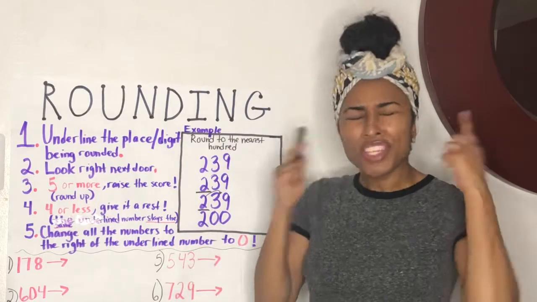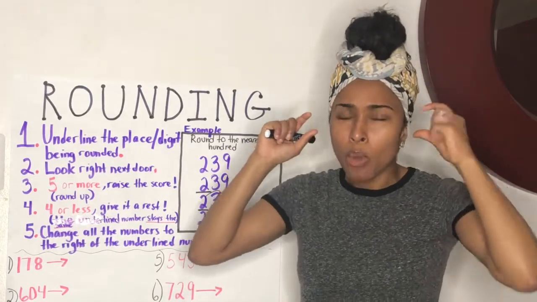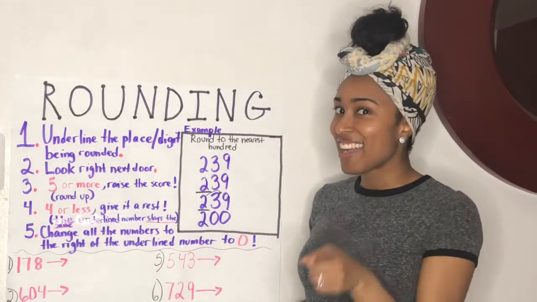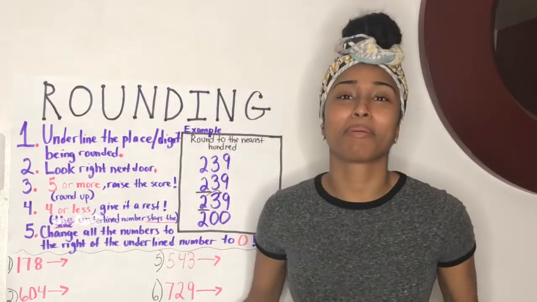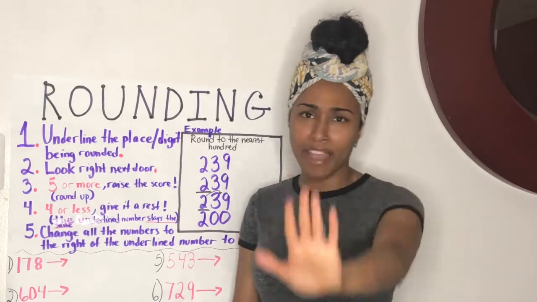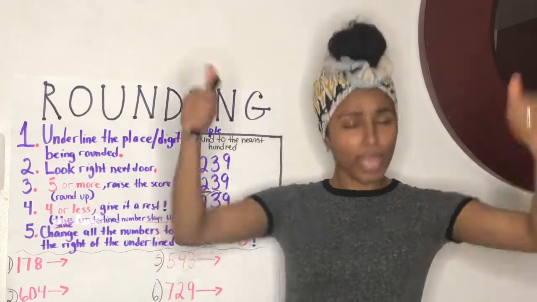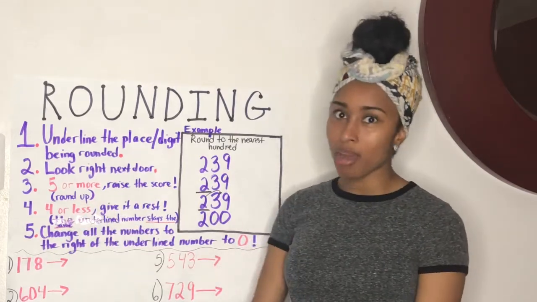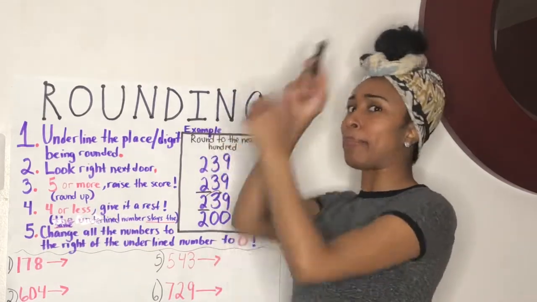Number 3, this is what we need to put in our brains, okay? When I tell you to lock it in your brain, you're going to lock it. 5 or more, raise the score. Remember I told you that yesterday? Say 5 or more, raise the score. When I say raise the score, I mean we need to round up.